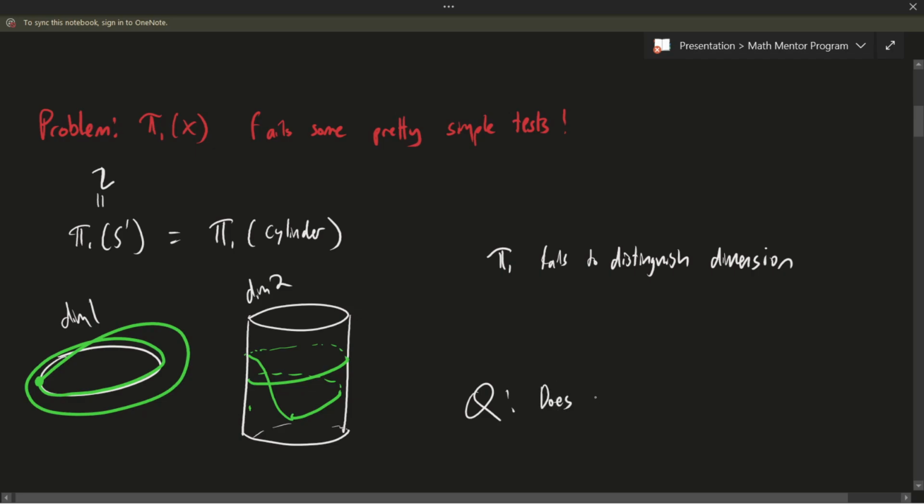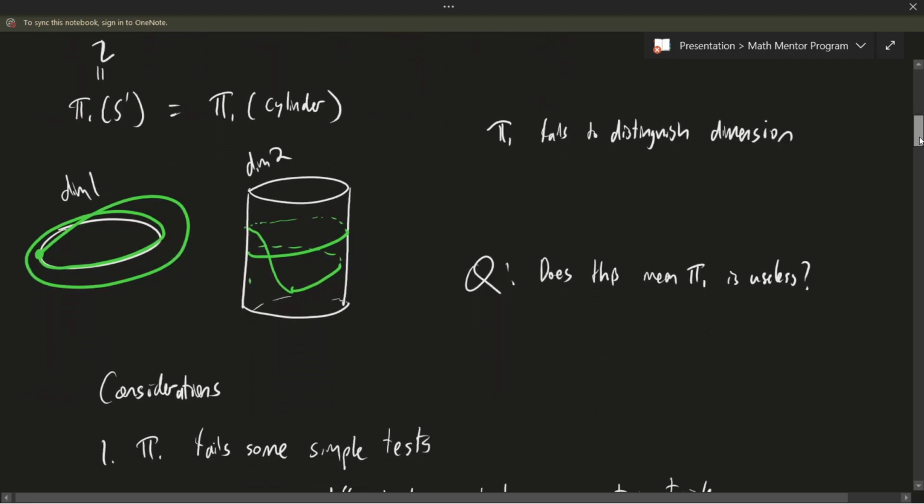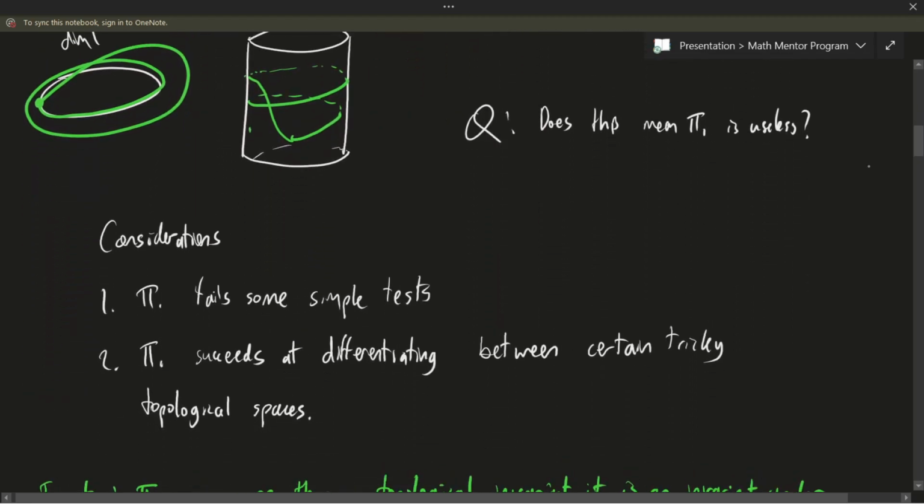Okay? So here's our motivating question now. Does this mean we have to scrap all of our fundamental group work? And before we go ahead and just get rid of it, we have to consider that although it did fail us in these very simple tests, it did succeed in differentiating between certain tricky topological spaces. For example, you may remember that the Euler characteristic, right, it failed to distinguish the cylinder from the torus. It was not able to tell the difference between the two. It gave you the same number. However, the fundamental group is able to distinguish these two. So in that sense, it is better than Euler characteristic.